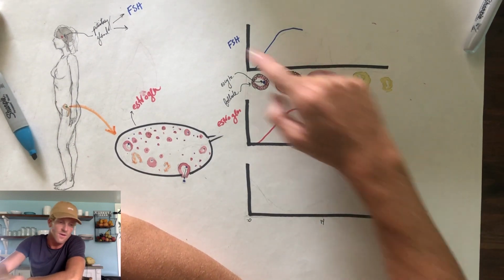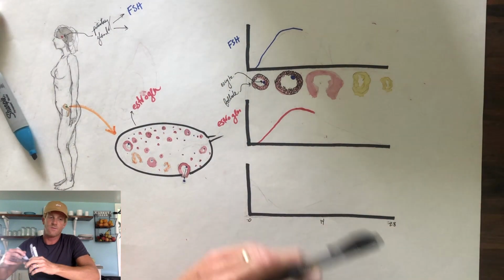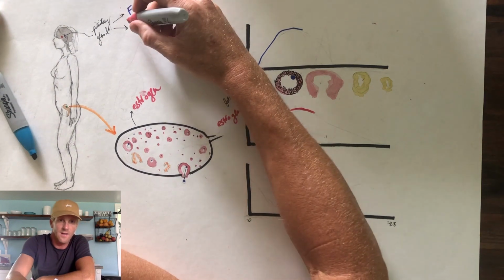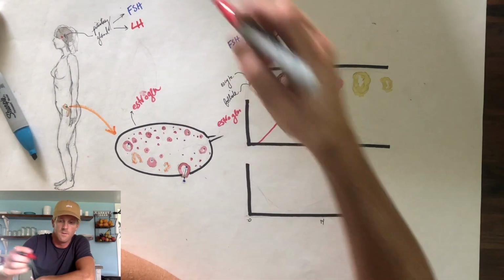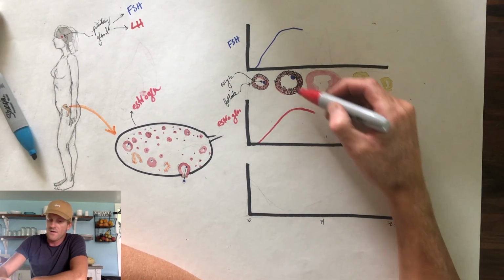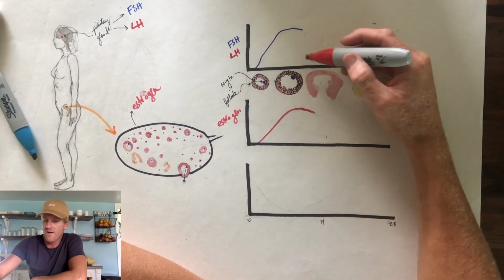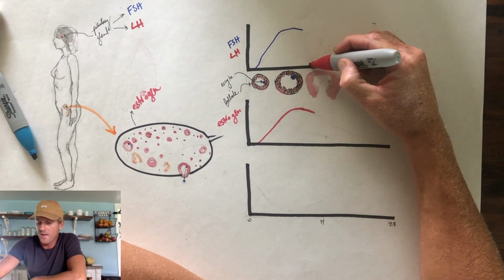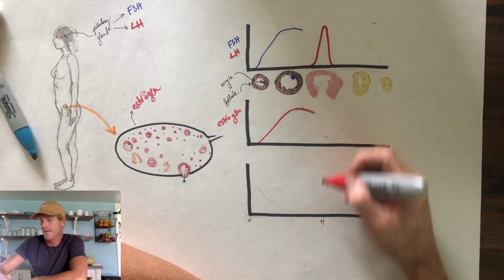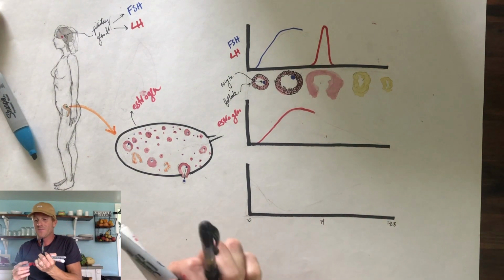That's going to cause the pituitary gland to release another hormone. That second hormone released by the pituitary gland is called luteinizing hormone, abbreviated LH. So this peak in estrogen causes LH to be released. We're going to draw the concentration of LH on this graph over here. You're going to get a spike in LH right around day 14 because it was caused by that peak in estrogen. Well, LH causes something really special to happen.